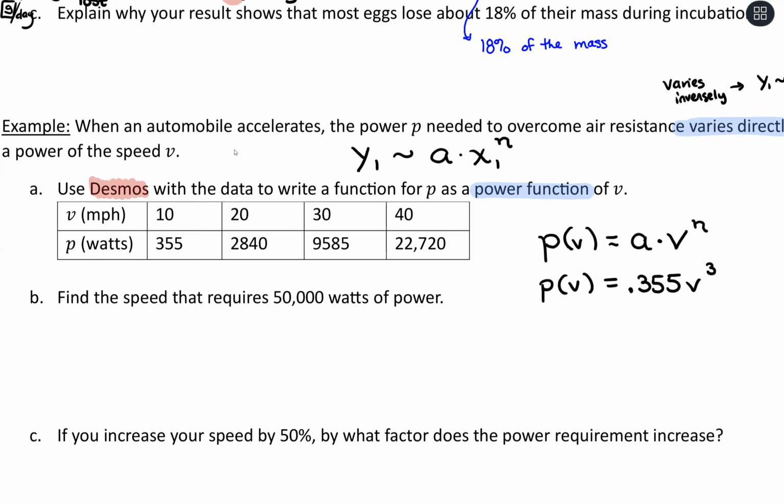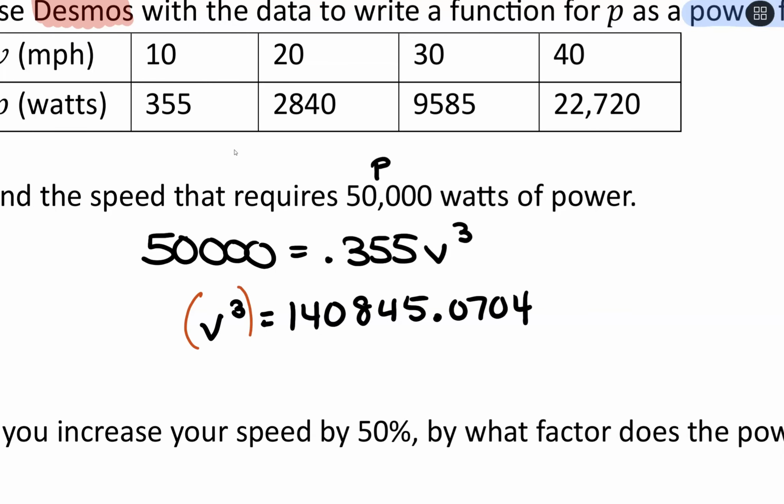So find the speed that requires 50,000 watts of power. So if P is 50,000, what I want to do is solve 50,000 equals 0.355 V cubed. So dividing both sides by 0.355, so 50,000 divided by 0.355 is a messy number, but let's go ahead and write this down. 140,845.0704. And then to get rid of that exponent of 3, we're going to raise both sides to the 1/3 power, or you could think of it as taking the cube root of both sides.